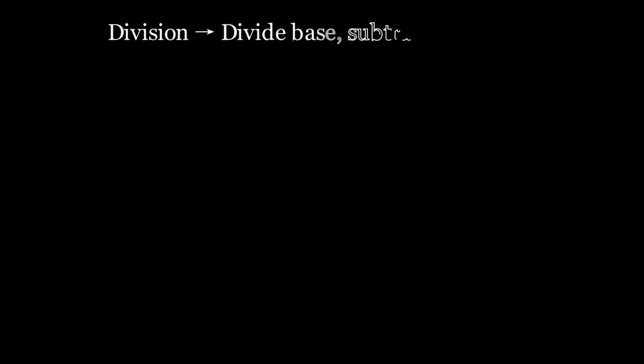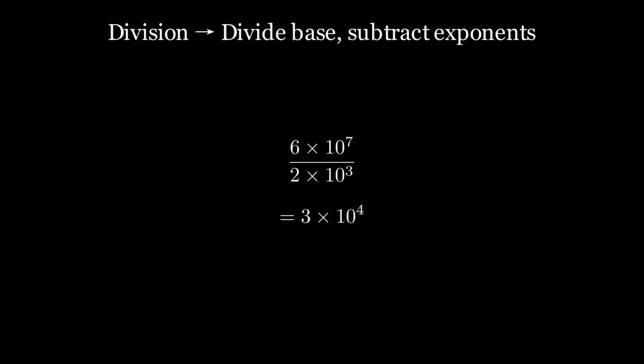To divide numbers in scientific notation, divide the base numbers and subtract the exponents. Divide 6 by 2 to get 3, and subtract the exponents. 7 minus 3 to get 4.